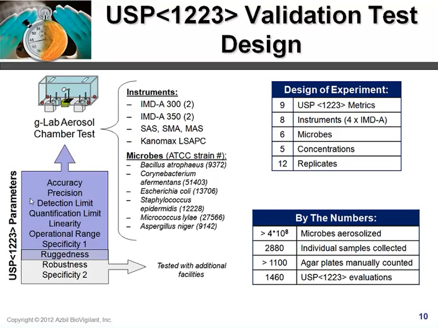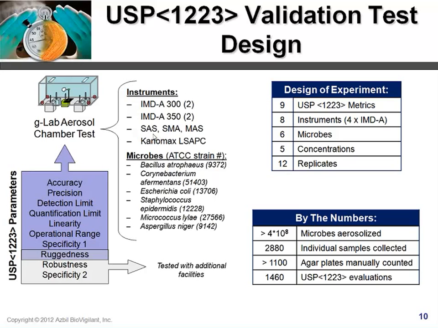So within this test chamber, in a little schematic of the test chamber, it can be seen in the upper left-hand corner of the slide that we're looking at here. Within the test chamber for our aerosol validation, we had a bunch of different instruments. We had 4 IMDA systems, 2 of each model. We had 3 reference air samplers. Those reference air samplers were the SAS sampler, the SMA sampler, and the MAS sampler.